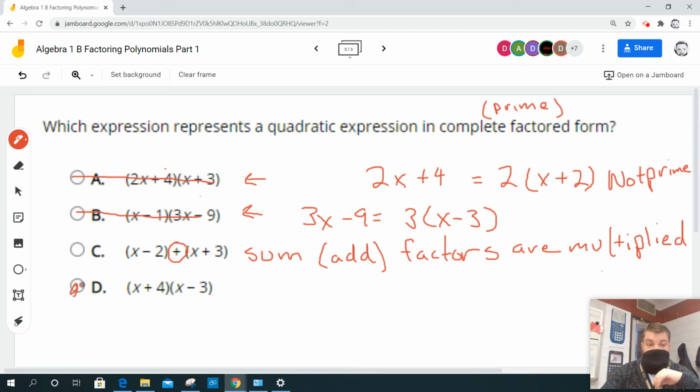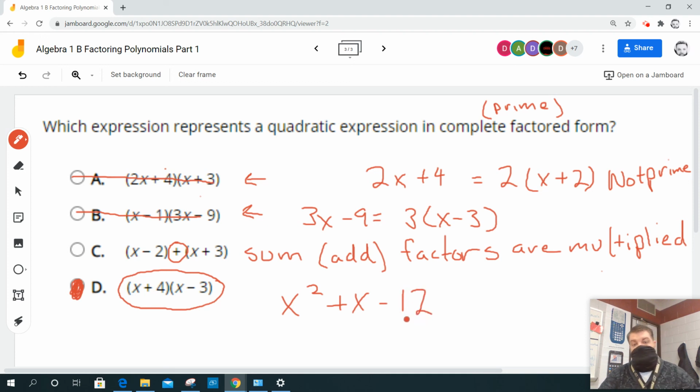So this is the answer right here, D. Because I can multiply that out. And if I were to multiply that out, I get x squared plus x minus 12, I think. Yeah, seems right. 4x minus 3x.